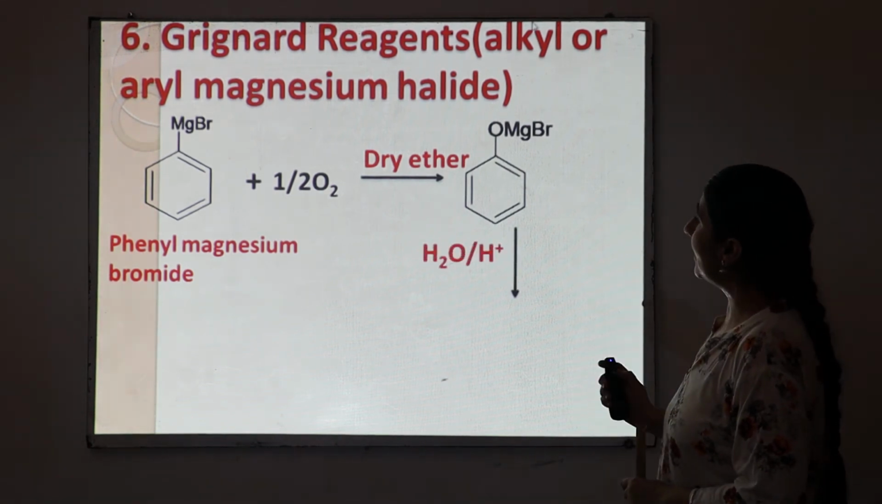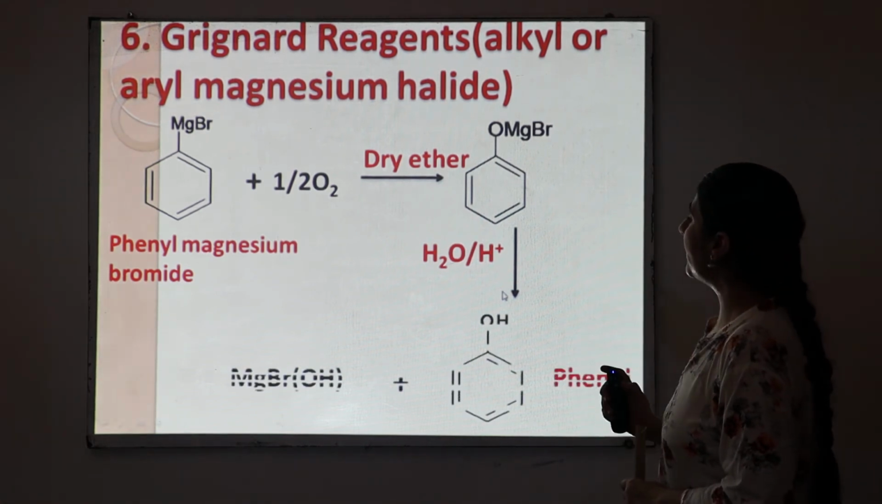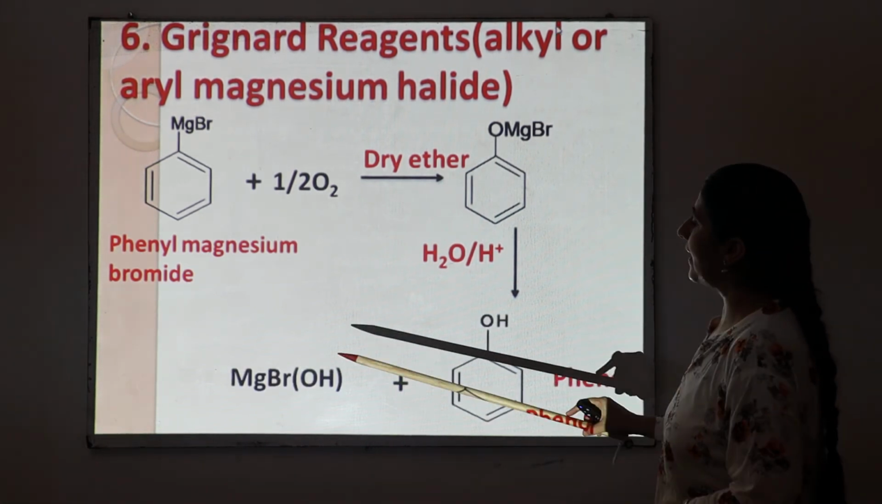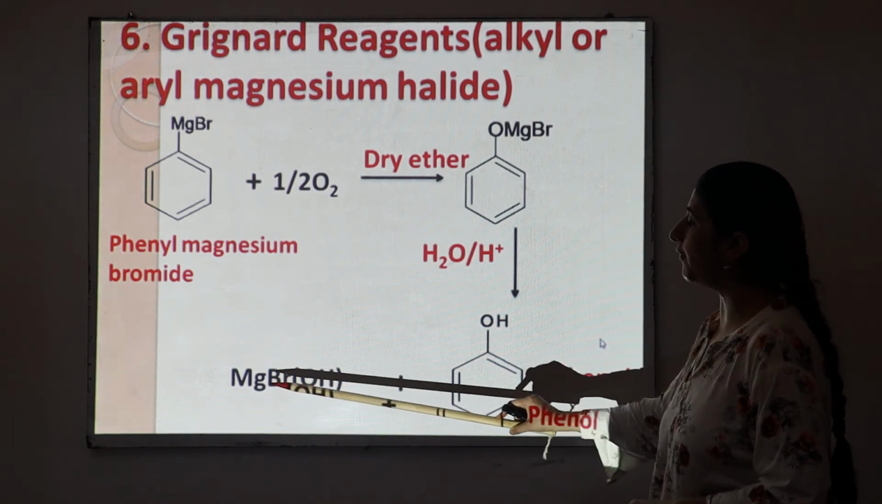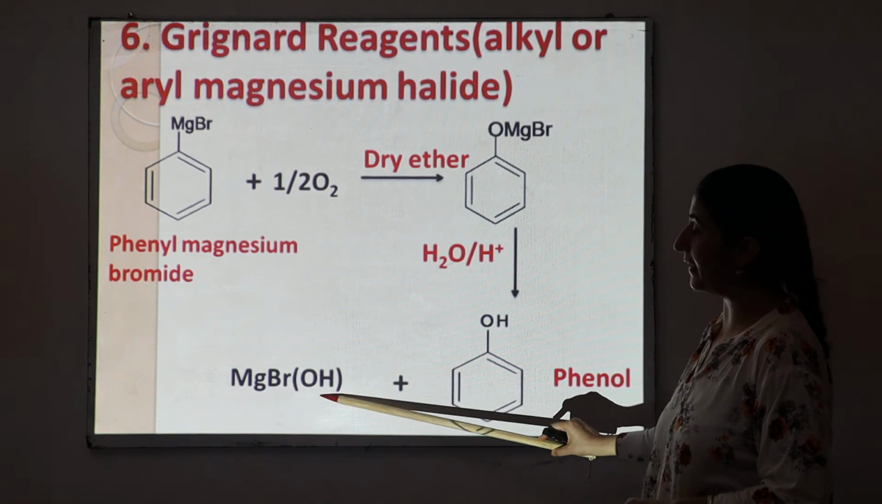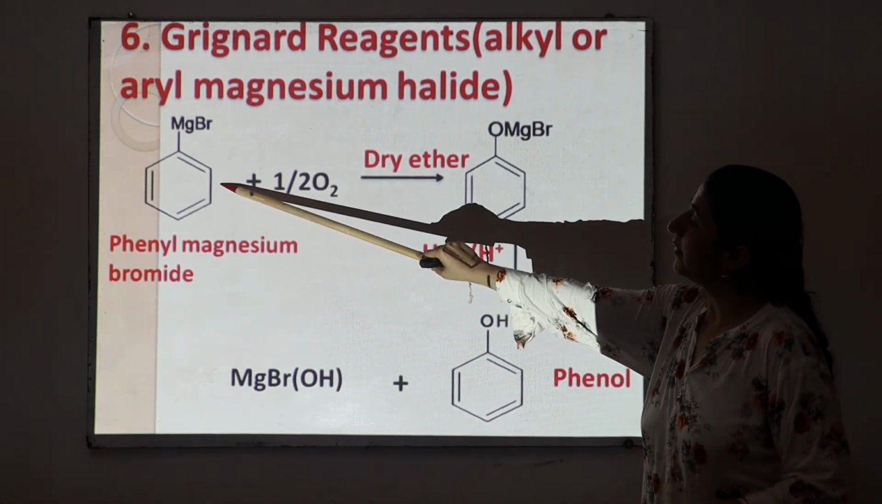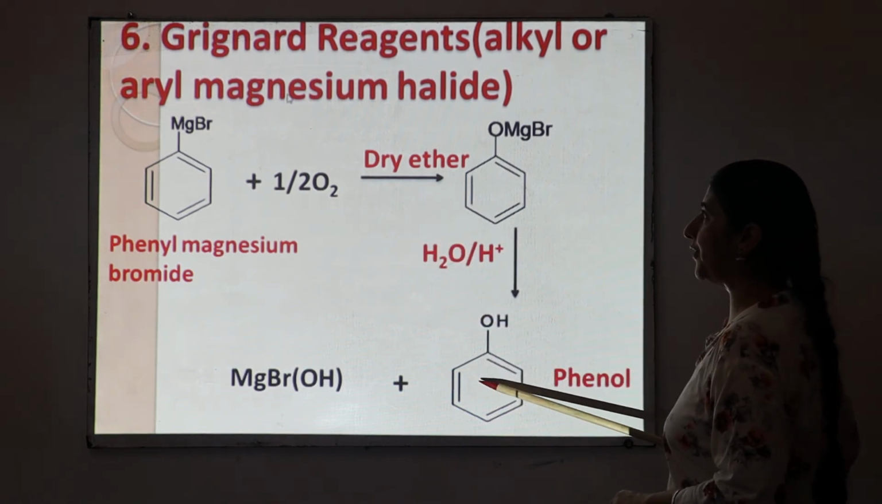Which further undergoes acid hydrolysis. We get phenol, with the elimination of hydroxy magnesium bromide. So this is again the conversion of Grignard reagent to phenol.